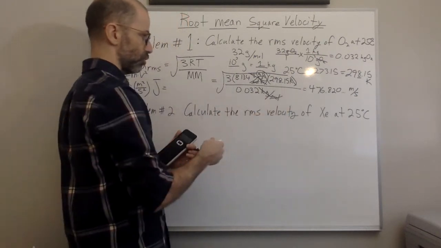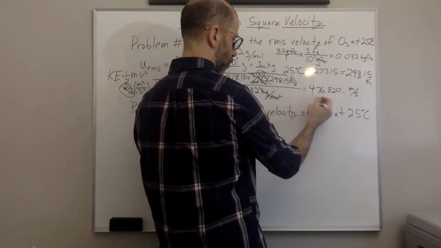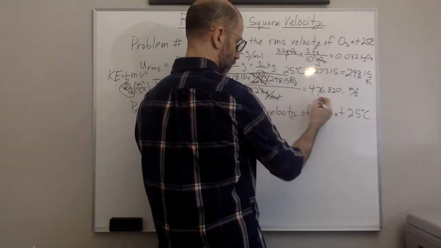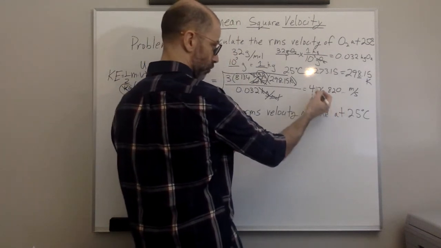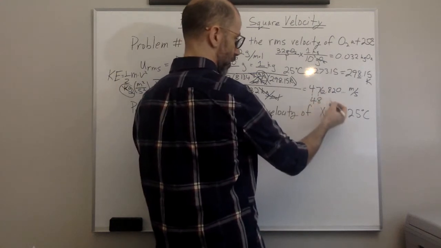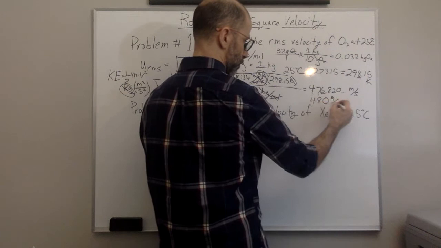So I limit it to 2 sig figs. So I have my 4 and my 7. So I'm going to cut it off there. So I have 4. I have a 6 here. So I'm going to round the 7 to an 8, and then replace the 6 with a 0. And that's going to be meters per second.